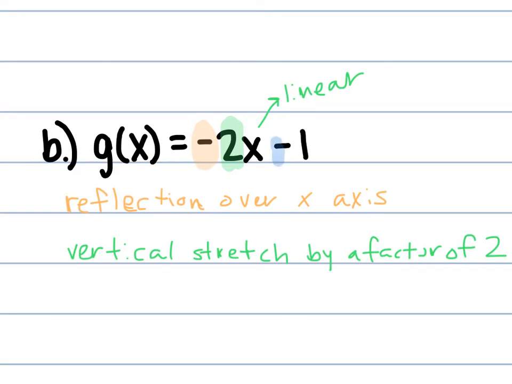And then lastly, we're looking at this -1. So what happens to our graph when we subtract 1 from it? It shifts down. So it goes down 1 unit. Any questions on B?